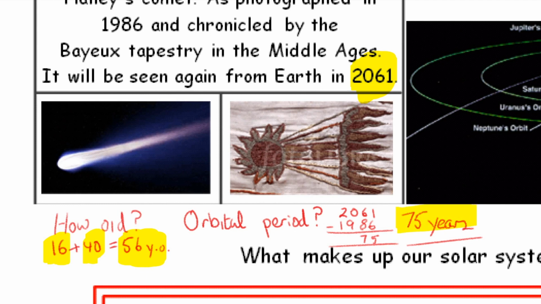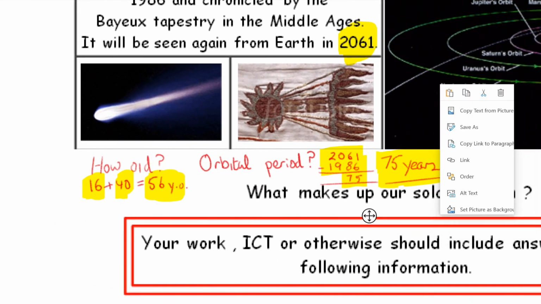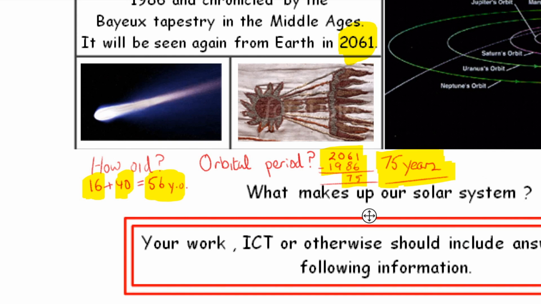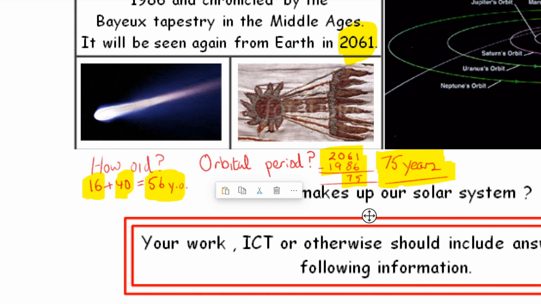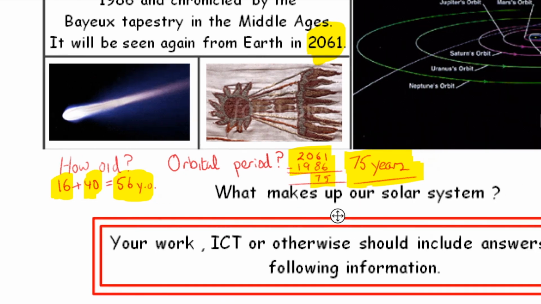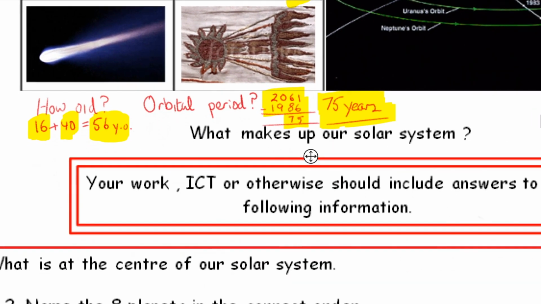And the second question was, what's the orbital period of Halley's Comet? Well, if you take away 1986 from 2061, that's 75 years. So, 56 years of age, and I don't think you'll be able to see two Halley's Comets in a lifetime, with 56 and 75. Who knows? Who knows the way in which medicine is advancing these days.